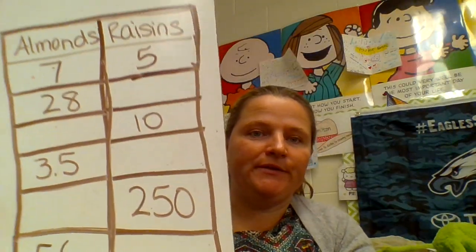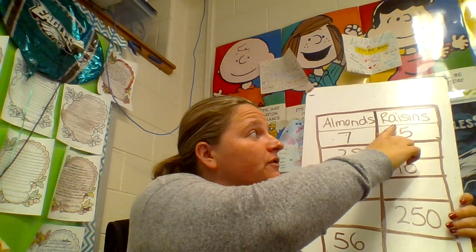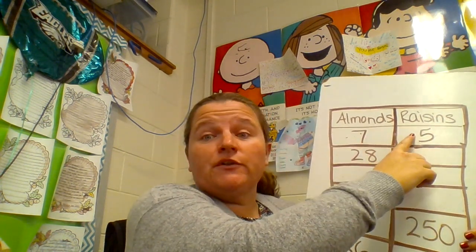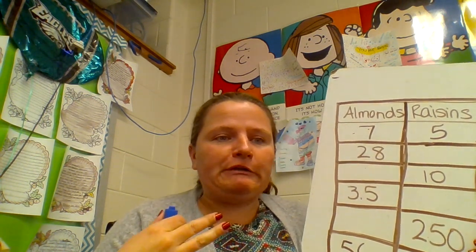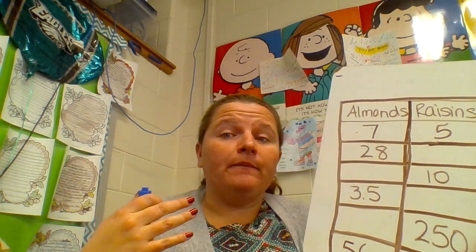Here we go. Here is my chart for 11.3. So we have our ounces of almonds to our ounces of raisins. So we have 7 ounces of almonds for 5 ounces of raisins. So our chart is a way to use, rather than a double number line, to list our equivalent ratios.